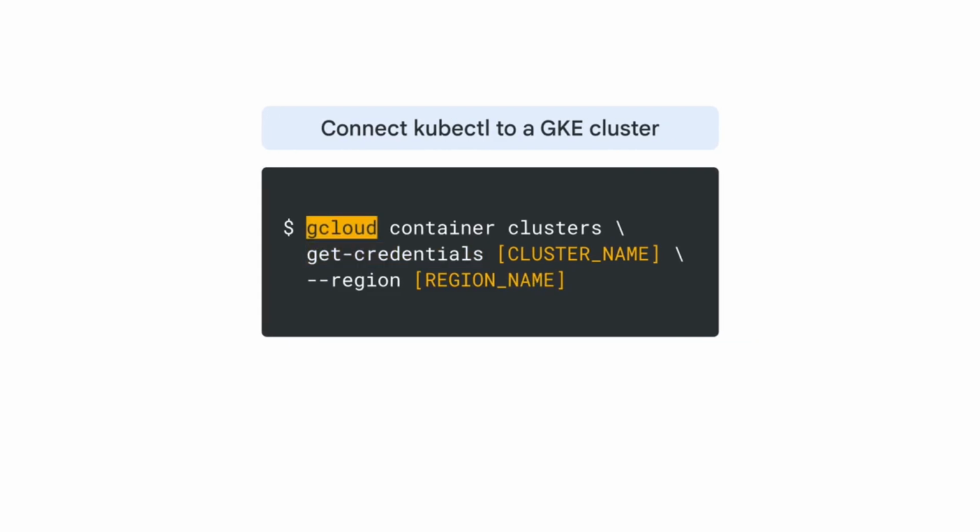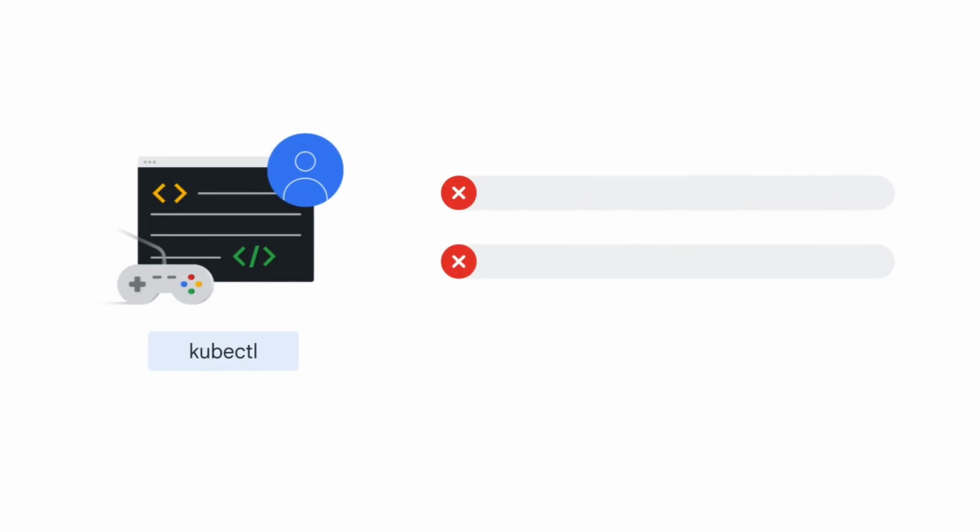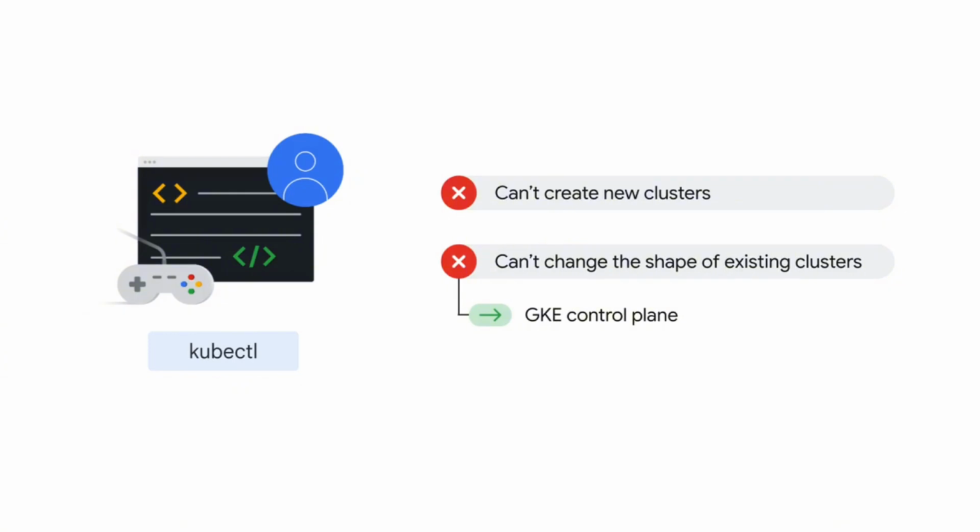The gcloud command is how authorized users interact with Google Cloud from the command line. If authorized, the gcloud get-credentials command provides the credentials needed to connect with a GKE cluster. Although kubectl is a tool for administering the internal state of an existing cluster, it can't create new clusters or change the shape of existing clusters. That's done through the GKE control plane, which the gcloud command and the Google Cloud Console interface to.